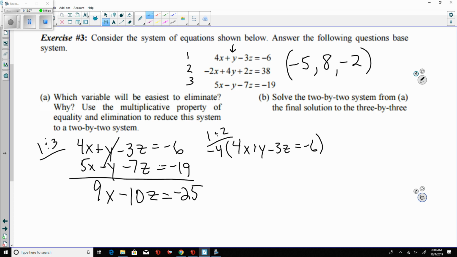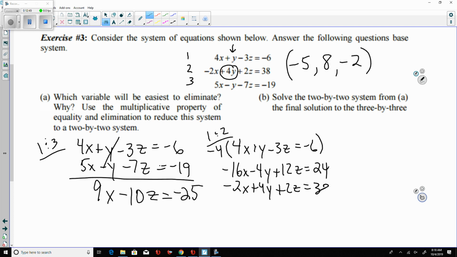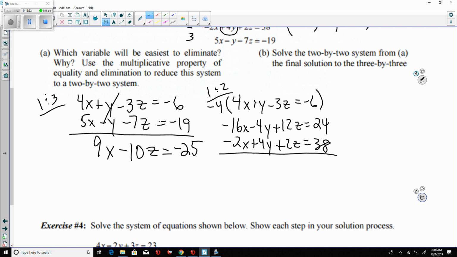So I multiply that by 4 because I need to get rid of y again. And this one's a positive 4y, so I need a -4y. So I have a -16x minus 4y plus 12z equals 24. Again, be very careful of that last term. Don't forget it. And I said 2, so that's a -2x plus 4y plus 2z equals 38. Okay? And then combine. Again, the y's are canceling.